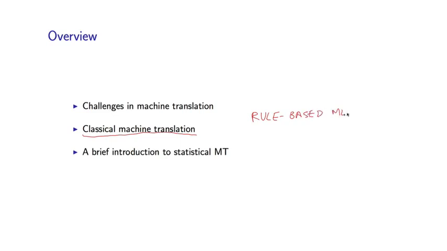These are methods where humans would try to hand-build translation systems. For example, compiling dictionaries or bilingual dictionaries specifying how words in one language would translate into words in another language.